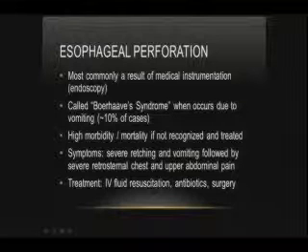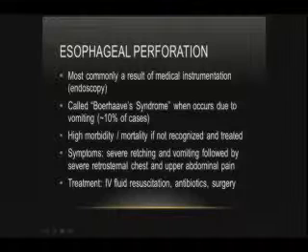Symptoms are severe retching and vomiting, followed by severe retrosternal chest pain, and you may also have upper abdominal pain. So that's just something you can ask the patient, if their chest pain started after vomiting. That would give you a clue that that might be the cause.